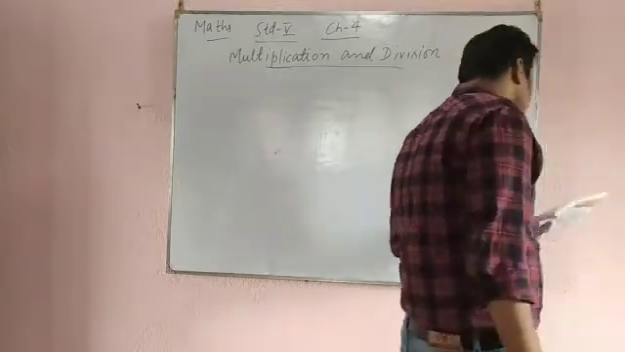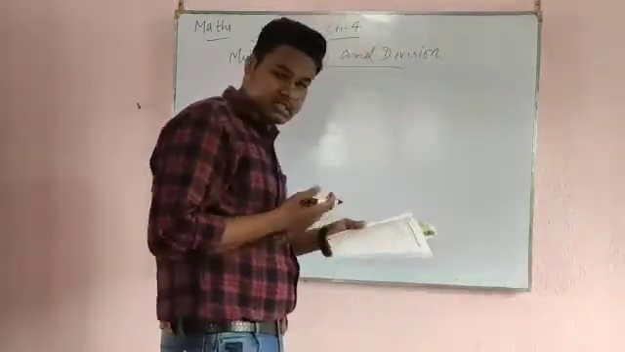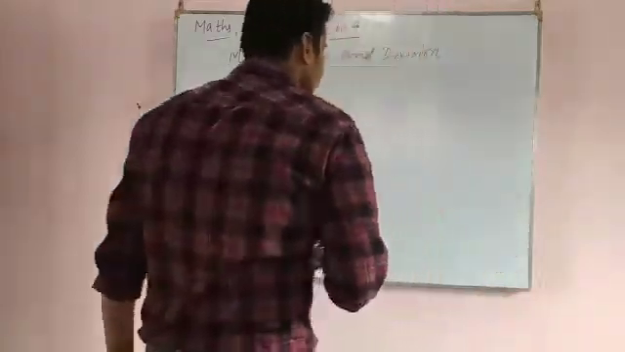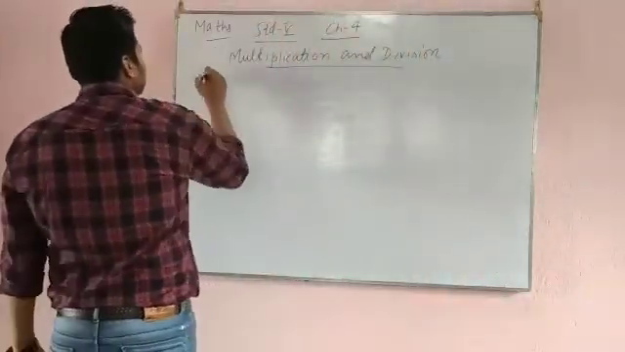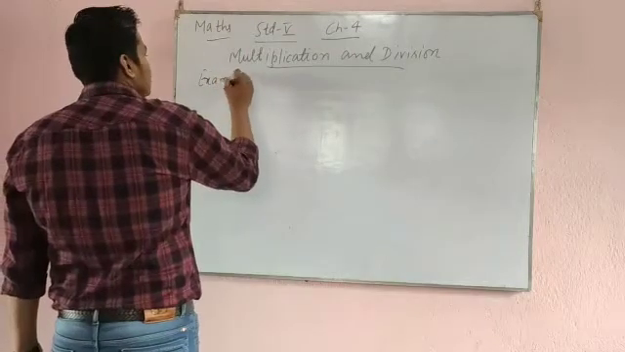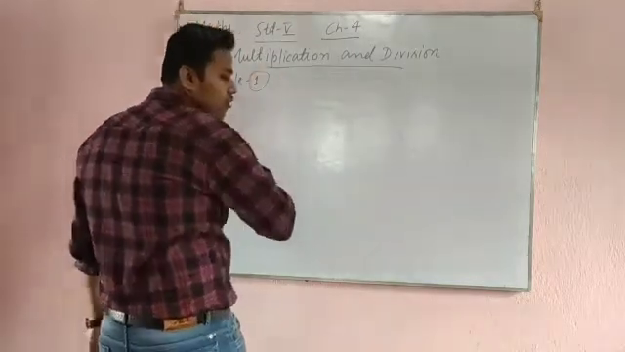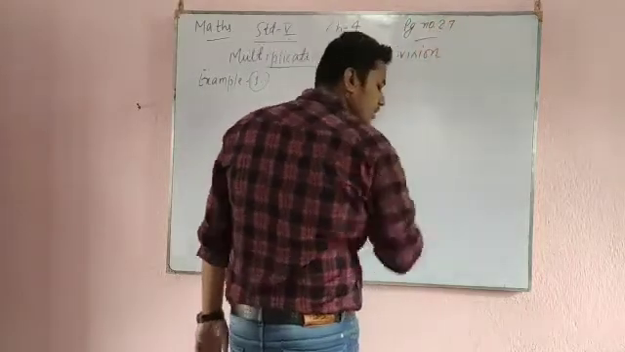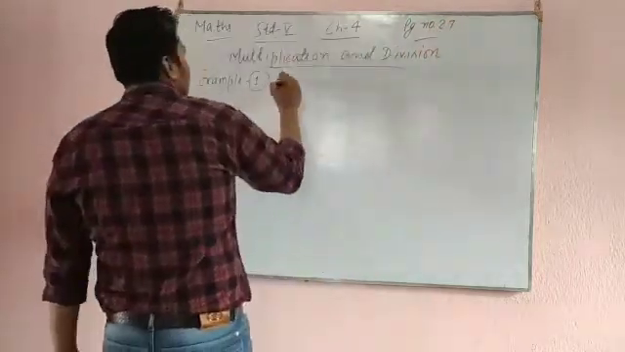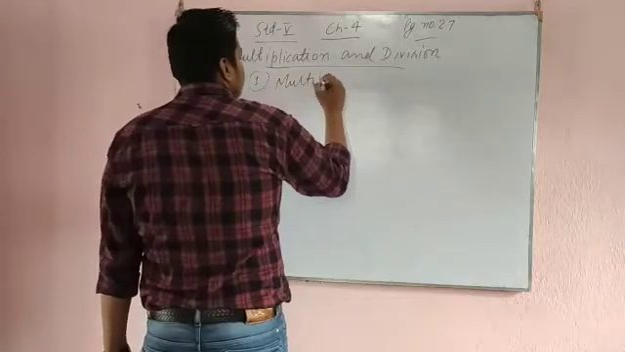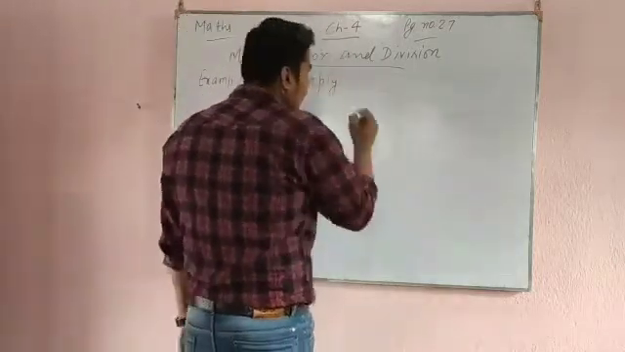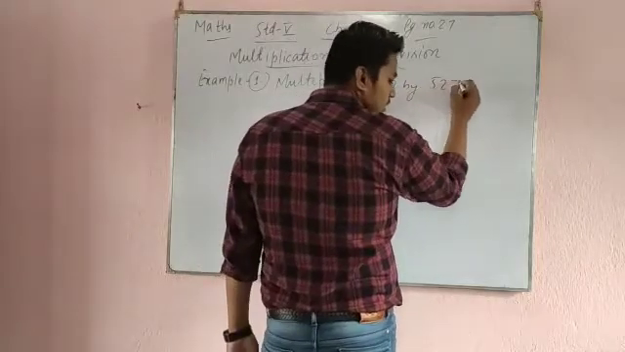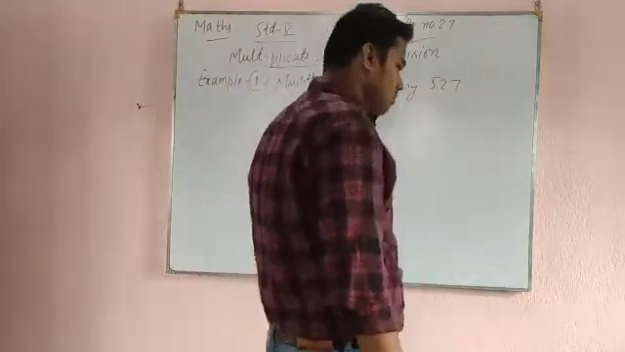I hope you have just read about this, so I'm just going to explain the examples. Come to example 1 of chapter 4. This is page number 27. The question is: multiply 1287 by 527.